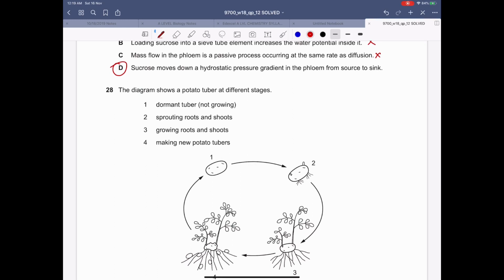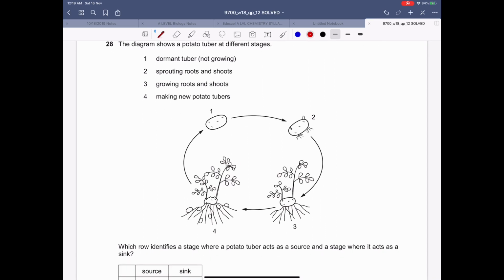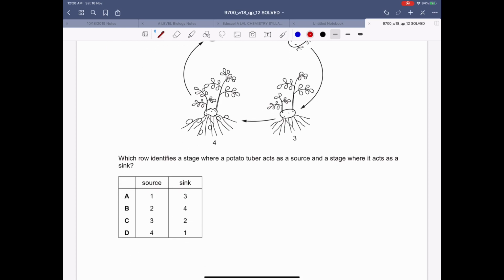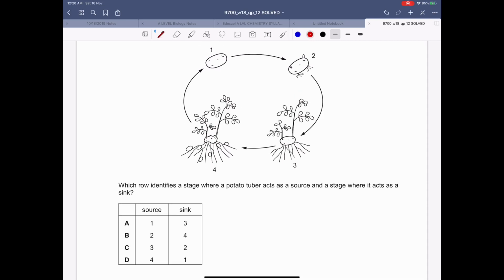The diagram shows a potato tuber at different stages. Number 1, dormant, tuber not growing. Number 2, sprouting roots and shoots. Number 3, growing roots and shoots. Number 4, making new potato tubers. Which row identifies the stage where the potato tuber acts as a source and a stage where it acts as a sink? Now number 4 is definitely sink. So source can be option number 2 and 3. So source, yeah, number 2, source is fine. So option B, 28B.